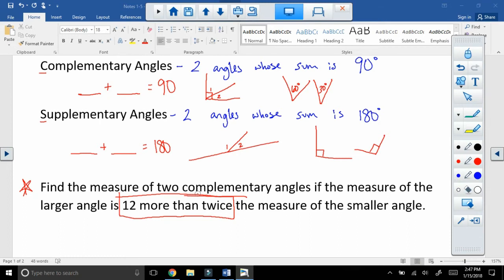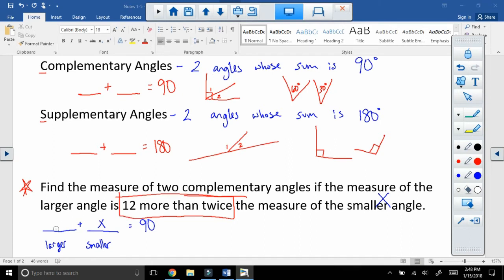So I know that the two angles are complementary. I am going to set that up as something plus something else is going to equal 90, and these are my two angles. Then it tells me here that the larger one is 12 more than twice the smaller. So I don't know either one. I am going to have a variable. Let's say my variable is x. So I'm going to say that the smaller angle is x.